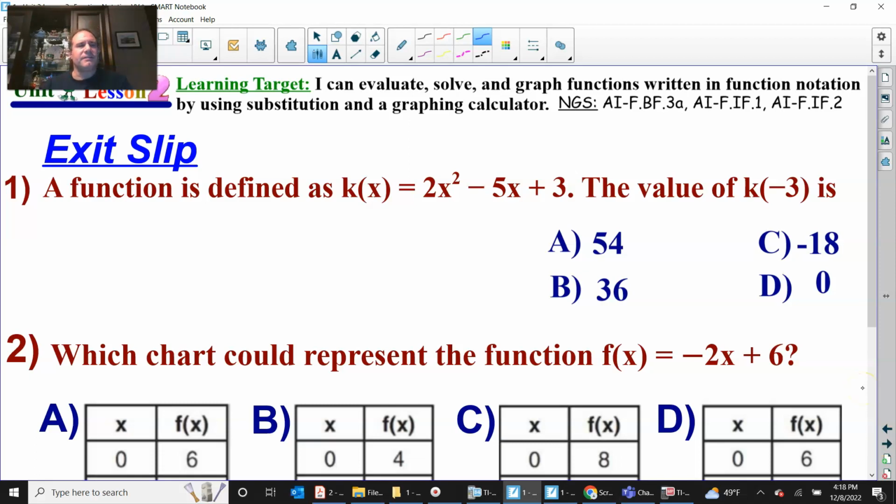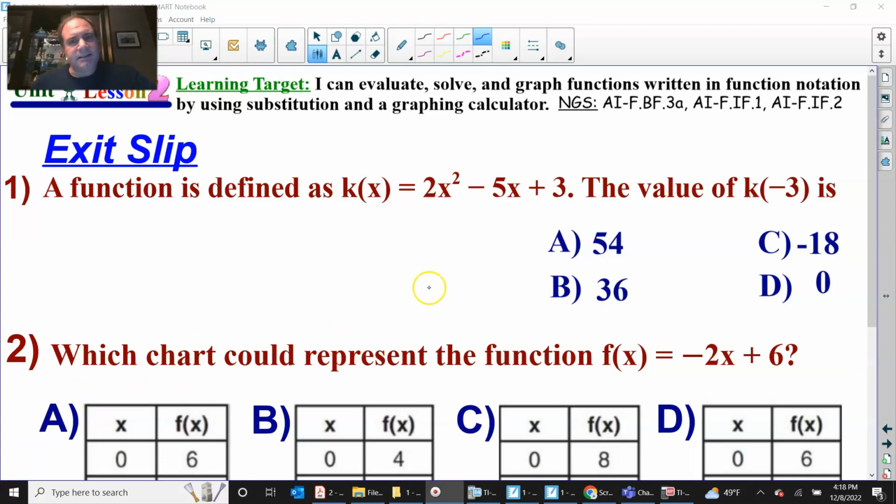All right, here's the exit step again. Try these problems, take a little bit, circle your answer, and then come back once you have those answers. We'll go over them and see if you get them right. All right, press pause, try the problems now.